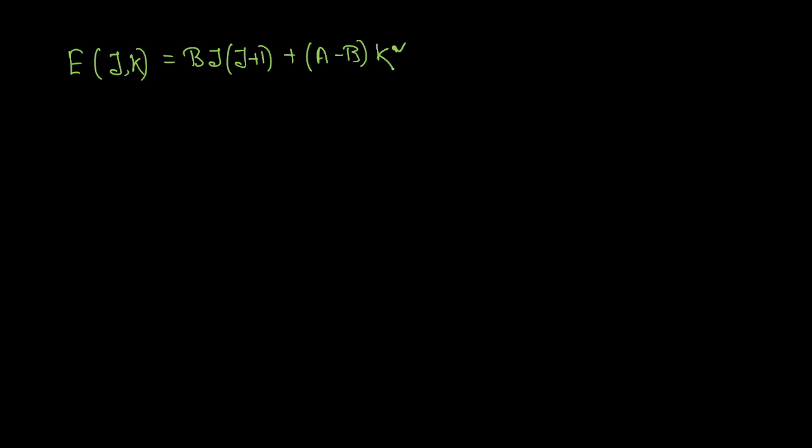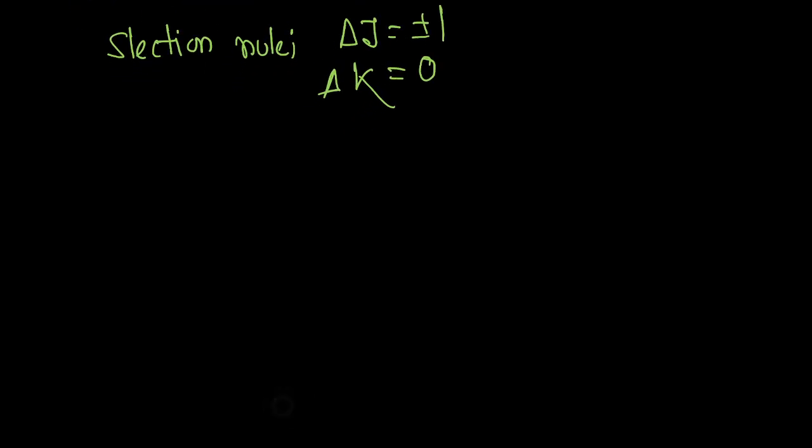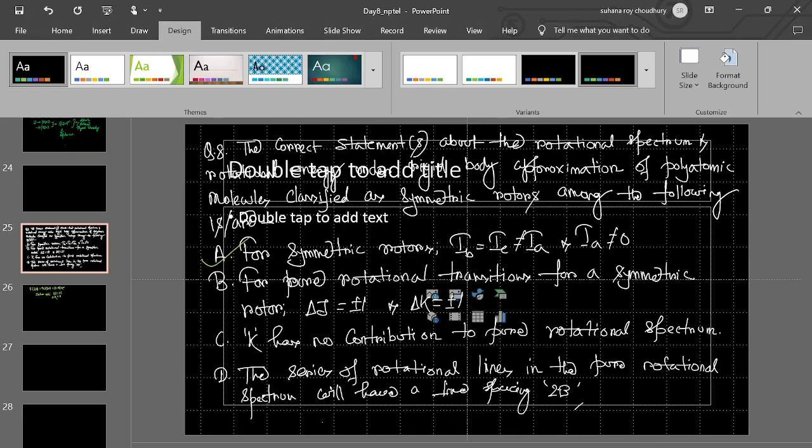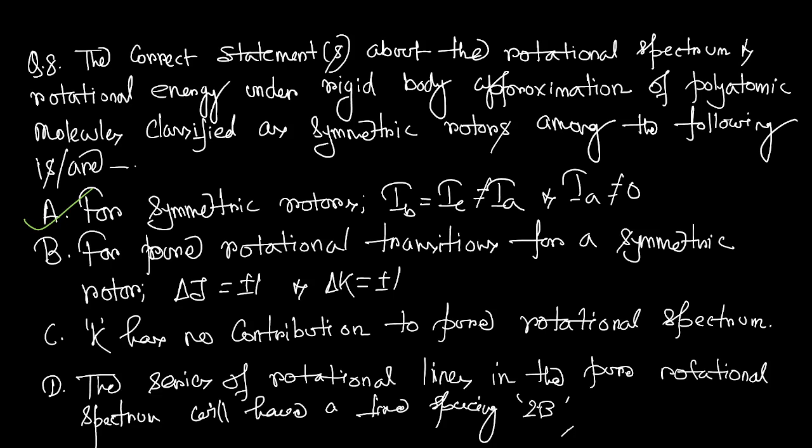Now while deriving the selection rule, it is found that the selection rule for a symmetric rotor is delta J plus minus 1, but delta K is 0. So this option is incorrect.